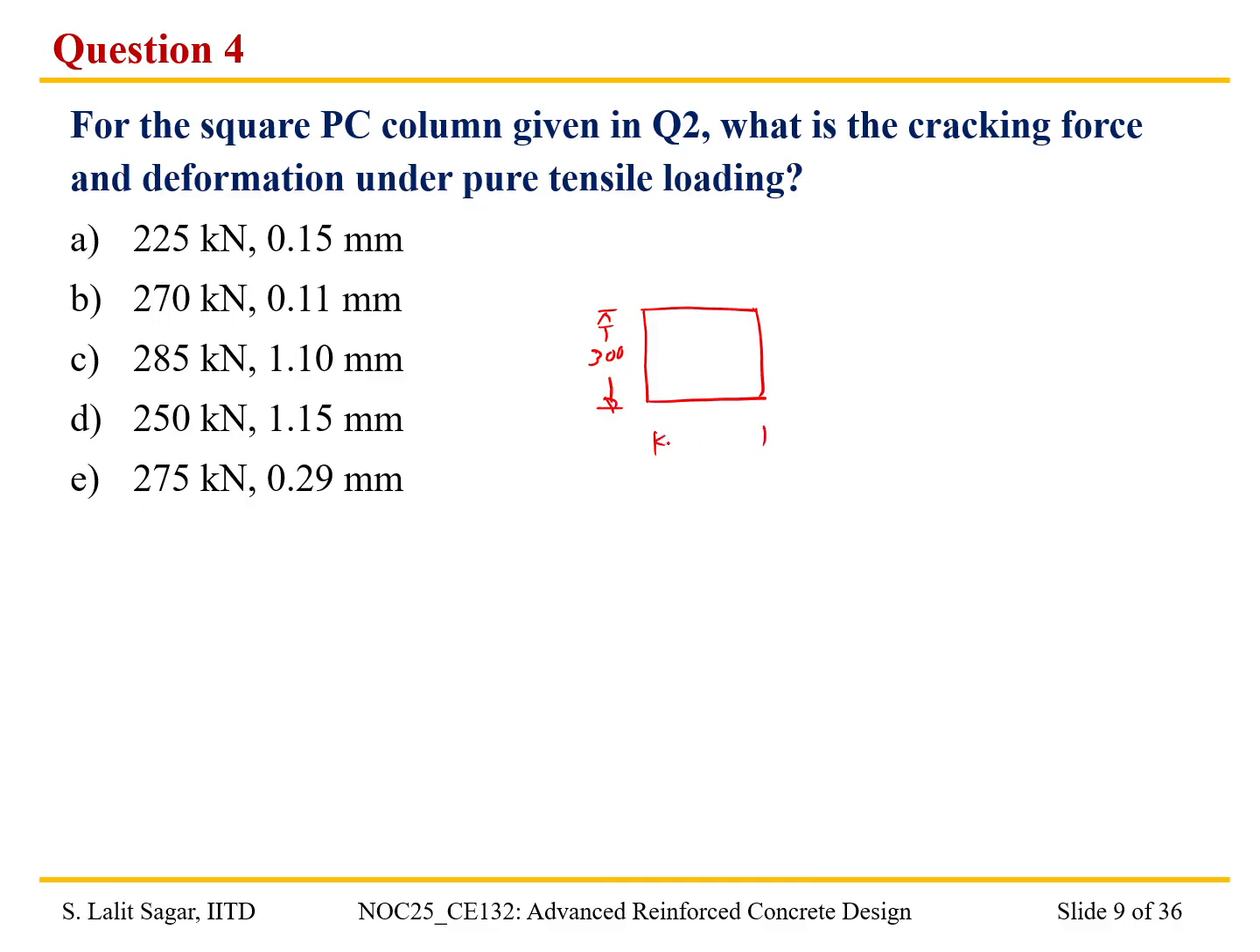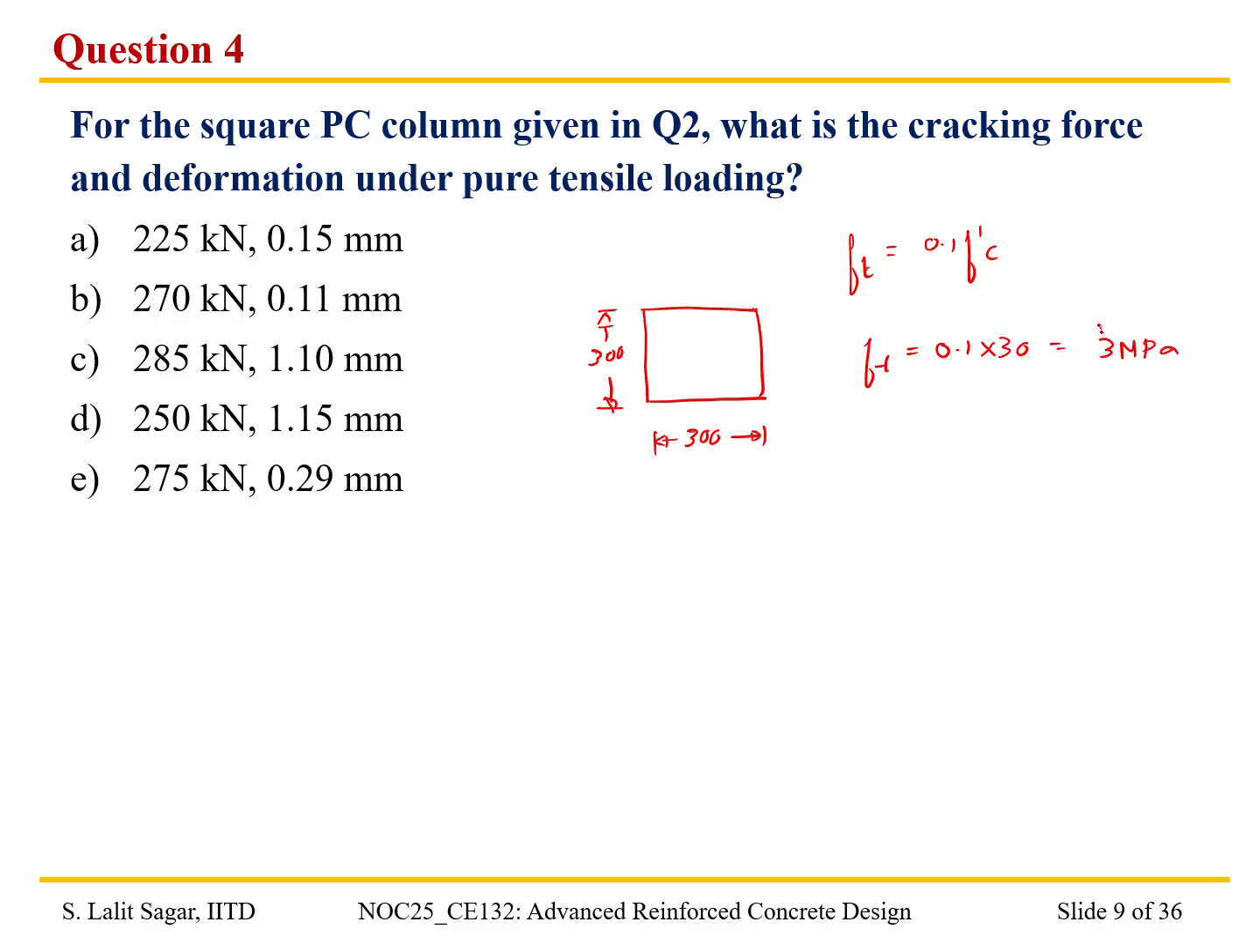Millimeter by 300 millimeter, right? We can assume that the tensile capacity of concrete is 10% of the cylinder strength of concrete. That is Ft is equal to 0.1 into 30, which is equal to 3 megapascal.